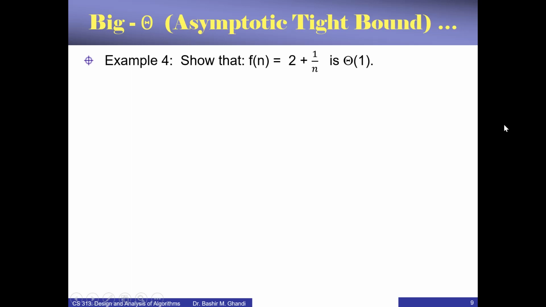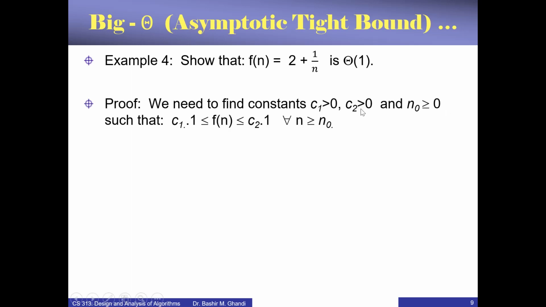So how will we prove this? The same way. We need to find three constants: c1 greater than 0, c2 greater than 0, and n naught greater or equal to 0, that will satisfy both of the two inequalities. So c1 times our gn, which is 1, must be less than or equal to fn, and that must be less than or equal to c2 times our gn, which is 1, and this will be true for all n greater than the n naught that we are going to find.